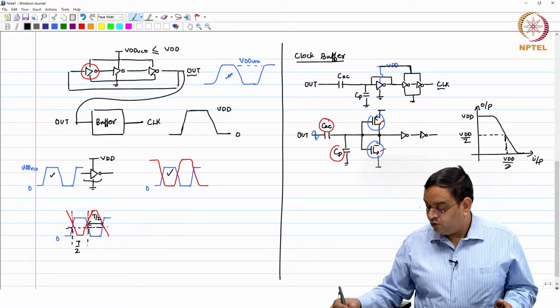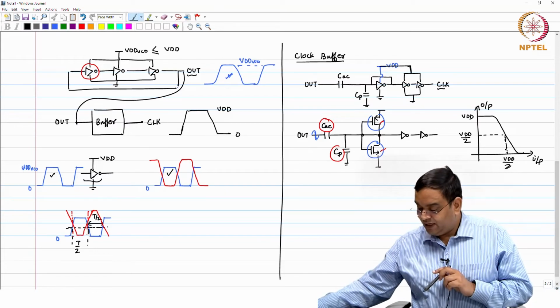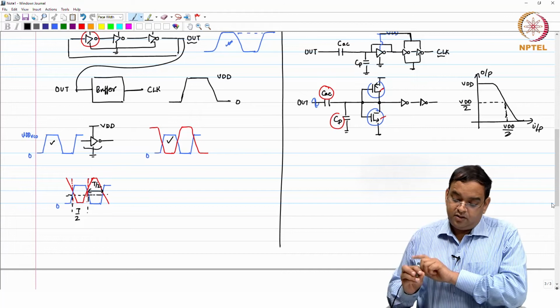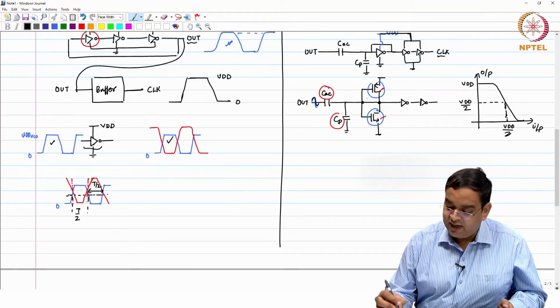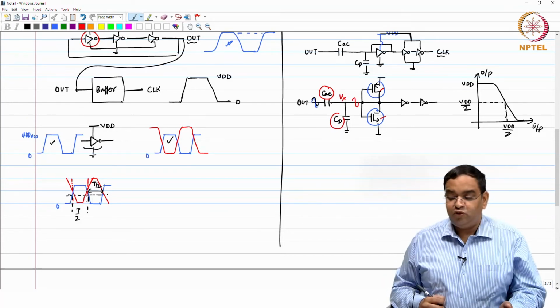So, what you need to do is choose your CAC value in such a way that whatever signal you get here, the same signal comes here. The question is whether the same signal will come here or not. So, let me call this Vx.